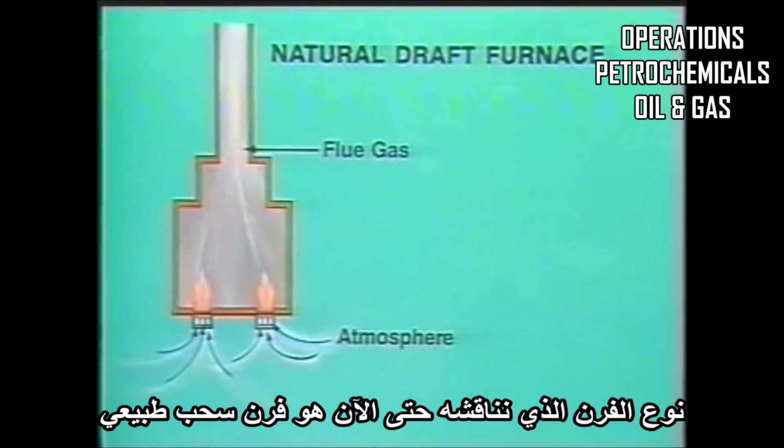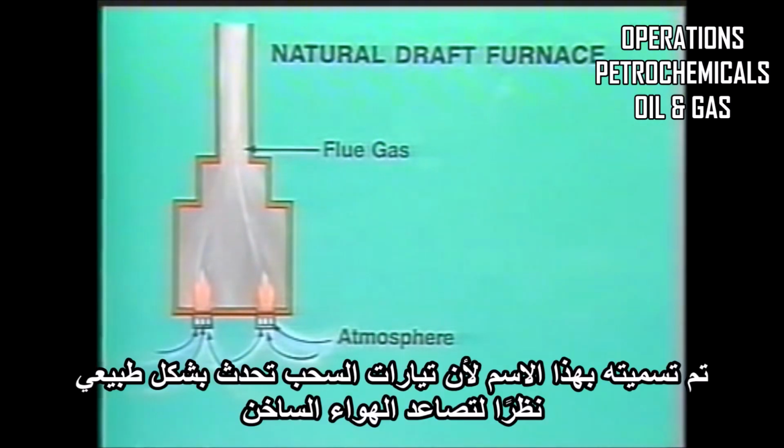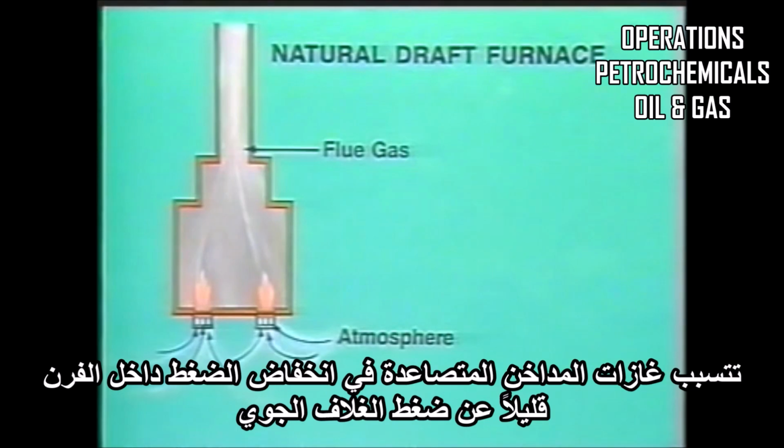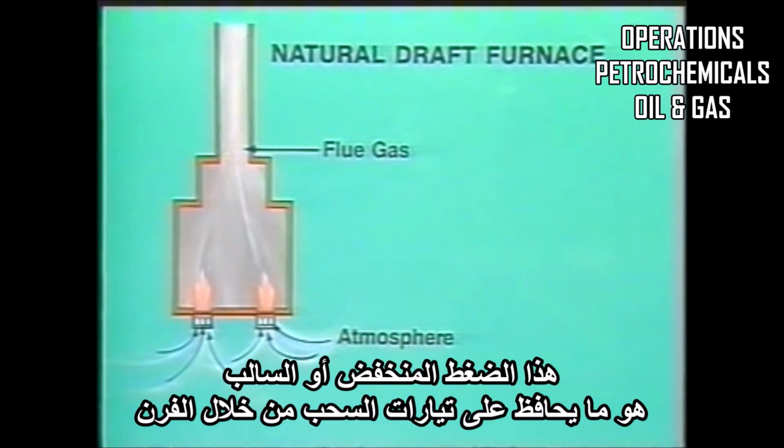The type of furnace we've discussed so far is a natural draft furnace. It's given this name because the draft occurs naturally due to the fact that hot air rises. The rising flue gases cause the pressure inside the furnace to be slightly lower than the pressure of the atmosphere. This lower or negative pressure is what maintains the draft through the furnace.